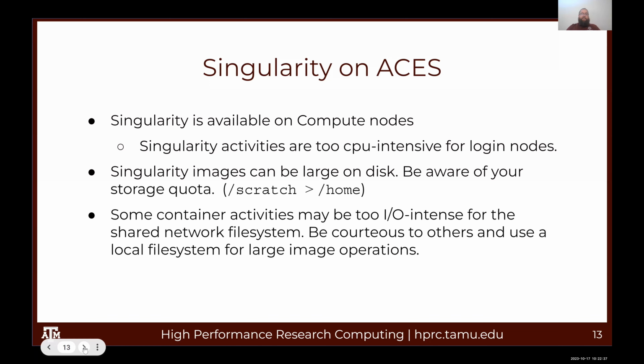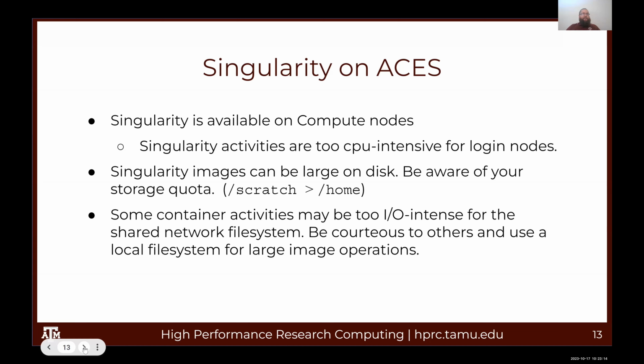Next, some container activities may be too I/O, that's input-output, intense for the shared network file system. So Scratch and Home are both network file systems on ACES. Under the hood, they're powered by Lustre. Lustre is great for synchronizing file systems across many servers, but it doesn't do so great when you're making lots of little tiny file operations. And so some container activities that involve making lots of little tiny file operations are too intense for the shared network file system.